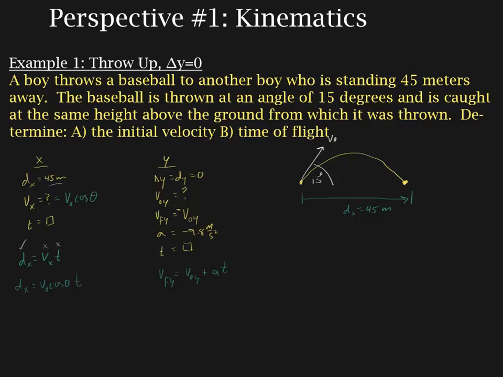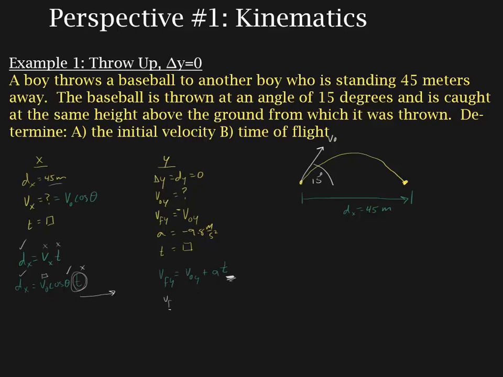Going through our checklist, dx, got it. V initial, that's what we're looking for, so we don't want to eliminate it. Theta, we've got it. Time, we still don't know. So what do we do? We don't really have any other options for the x dimension because there's no acceleration. So for that, we go to the other dimension. And in the other dimension, what we're attempting to do is eliminate time here. So we have to solve this equation for t so that we can eliminate t on the other side.